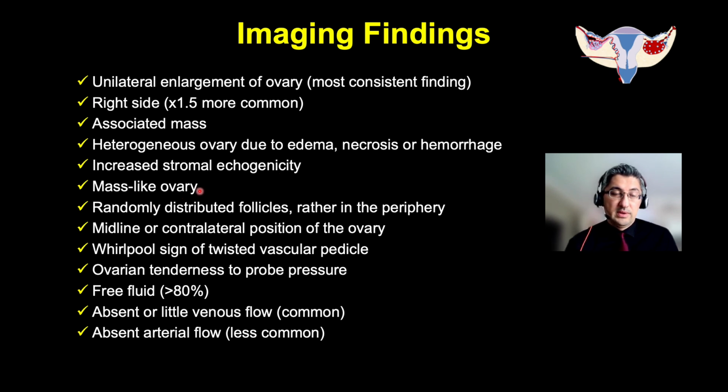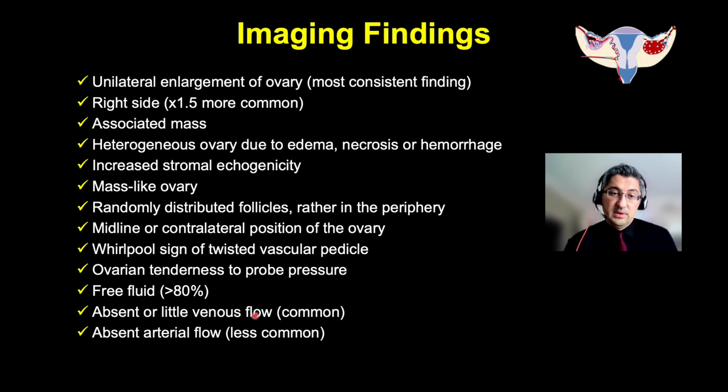Sometimes the ovary appears very heterogeneous and looks like a tumor, like a mass. Randomly distributed follicles, rather in the periphery, are very typical. Midline or contralateral position of the ovary. Whirlpool sign of the twisted vascular pedicle is a very reliable sign. Ovarian tenderness to probe pressure. This is a subjective sign. Free fluid is common, seen in over 80% of the cases.